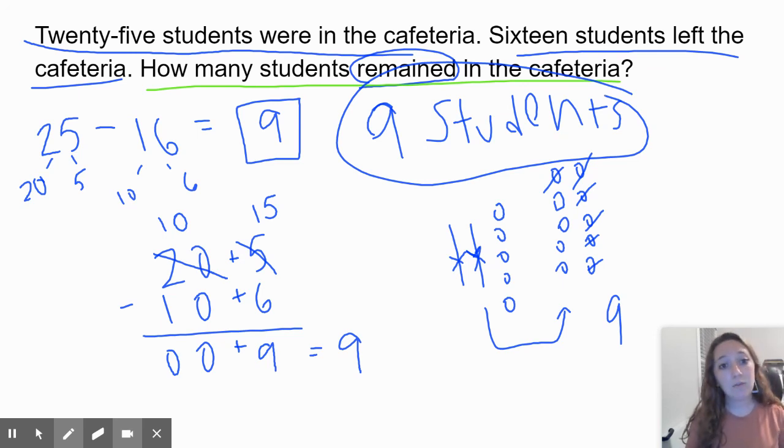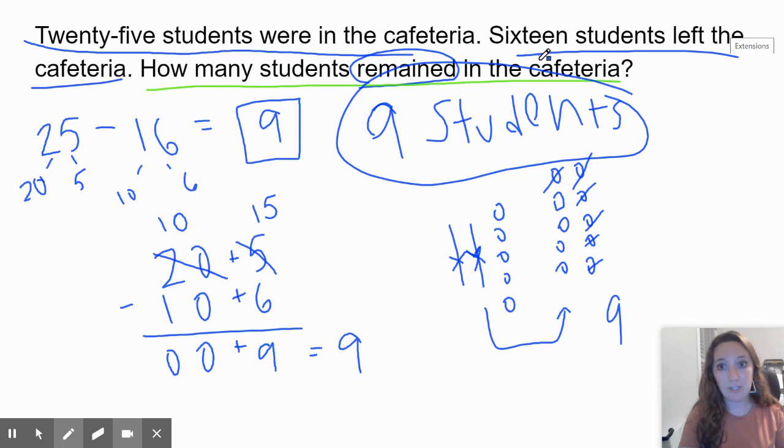Ask yourself, did I draw the number? Did I write my equation correctly? Did I draw my numbers correctly? Did I take away or add correctly? And did I count correctly? Let's show that right now. So let's see. I'm going to read the problem again, make sure I wrote the numbers in my equation correctly.